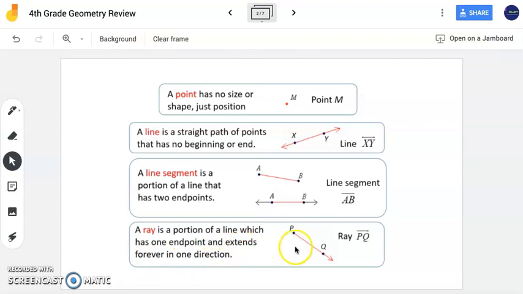Now a ray is a portion of a line which has one endpoint and extends forever in one direction. Here we have ray PQ. Notice we start with a point because it has an exact start point, but it ends with an arrow. That arrow represents that this ray extends forever in one direction. So it has a starting point and then the other end has no set end. It goes on and on forever. Point, line, line segment, and ray are all very important vocabulary words in geometry.